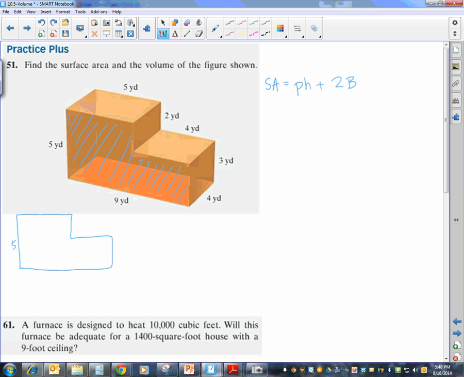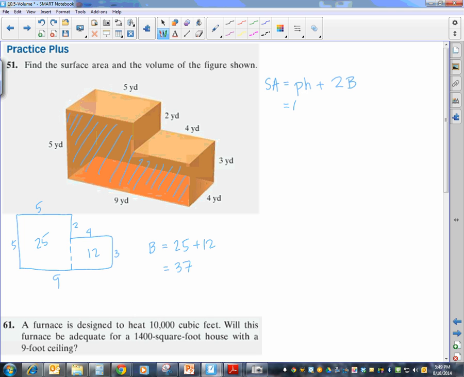I know this is 5, this is 5, this is 2, this is 4, this is 3, and this is 9. So to find the area of that, I can draw this down, and now I have a 5 by 5 square, so this is 25. And then I have a rectangle, which is 4 by 3, so that's 12, which means that the area of my base is going to be 25 plus 12, or 37. Okay, so let's go put this in our formula.